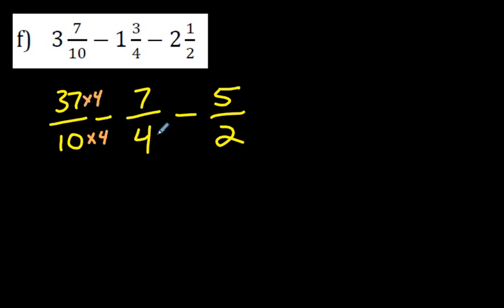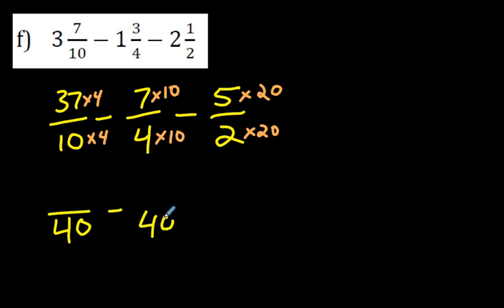This one's going to be a long question, people. 4 times 10 would give us 40. Do the same thing to the top. 2 times 20 would give us 40. And do the same thing to the top. So we're almost done. On the bottom, we're going to get 40 each time. 40 minus something over 40 minus something over 40.